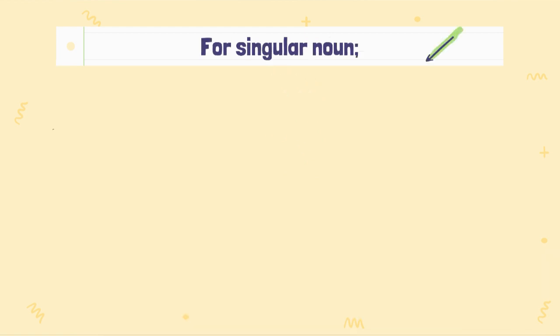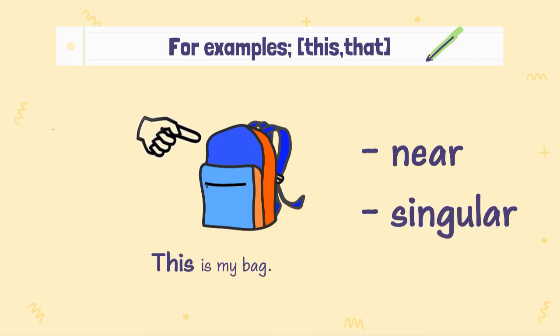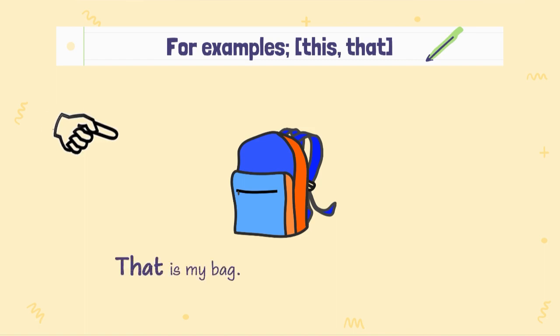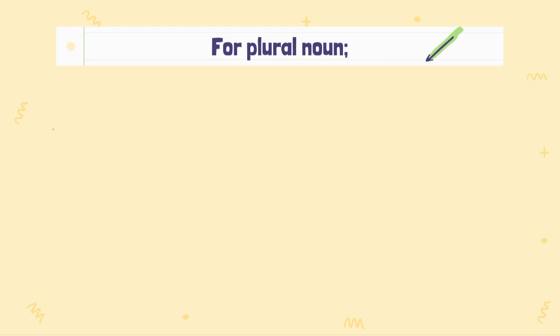There are 4 demonstrative pronouns. Let's see how we can use them. For singular nouns, we use this and that. For example, this is my bag. We use this to point at something that is near and singular. Singular means only one. I hope you still remember. The next one is that is my bag. We use that to point at something that is far from you and is singular, also only one. So this and that.